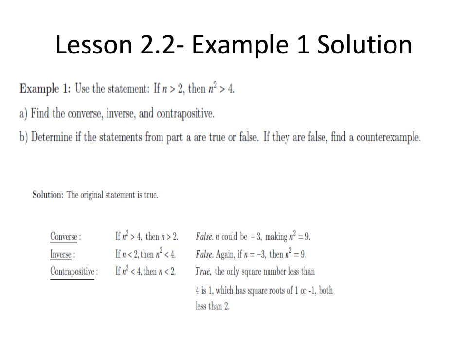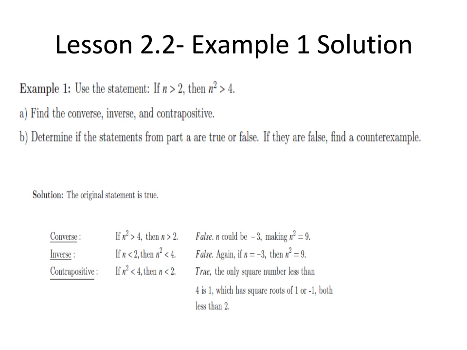The converse of the original statement is if n squared is greater than 4, then n is greater than 2. This converse is false because n could be a negative number that when squared would be greater than 4. An example would be -3. If n equals -3, n is less than 2, but when -3 is squared it equals 9, which is greater than 4.